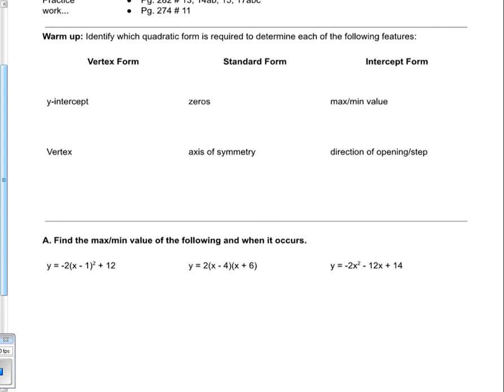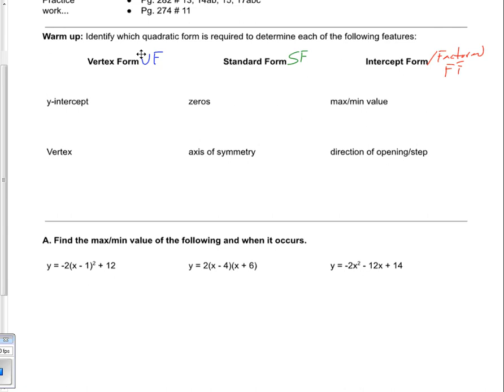So we've got three examples. We've got vertex form, we have the standard form, and lastly we have intercept form, or what we can also call factored form. Okay, and so I'm just going to call that FF.